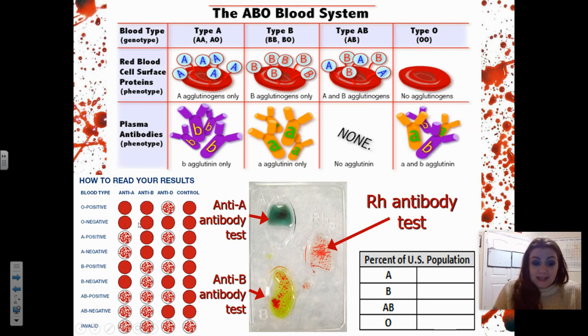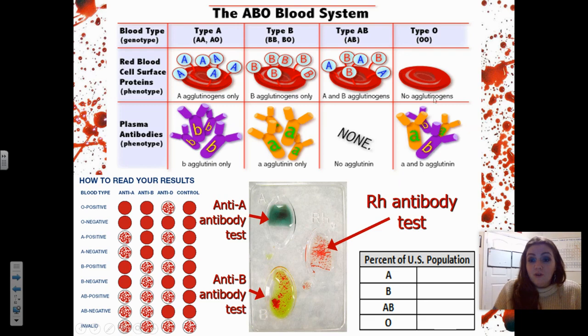O negative means it doesn't clump with anything. So if you're O negative, you don't have A on you. You don't have B on you. You don't have the Rh, so you're not positive. You have nothing. So it's like you are a completely blank cell. There are no proteins on your cells. That makes you the easiest to give to people because there's nothing on your cell to be rejected.